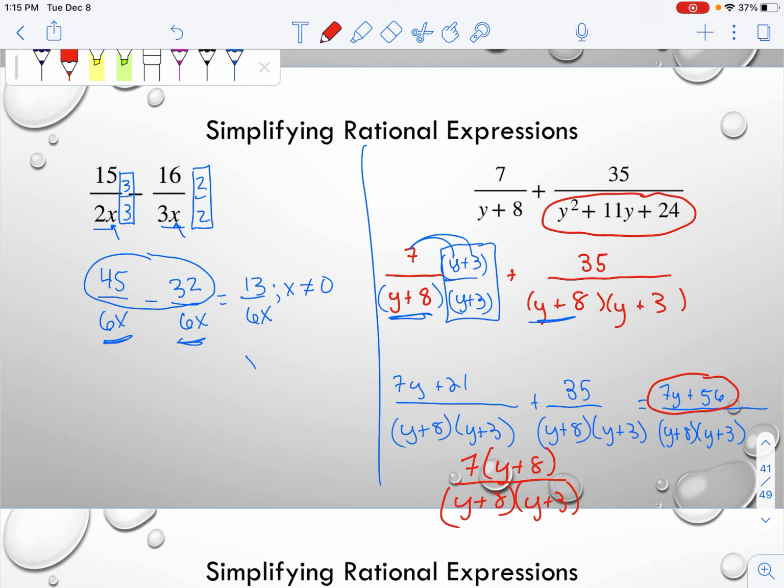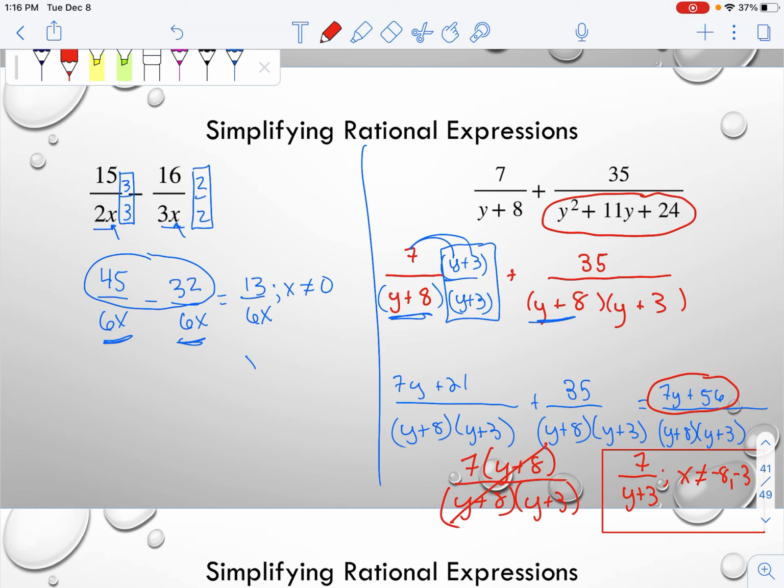Okay, so I'm looking ahead and I can already see the y plus 8's cancel out, but I want to do my domain restrictions. X can't equal negative 8 or negative 3. Cancel the giant ones out. 7 on top, y plus 3 on the bottom.